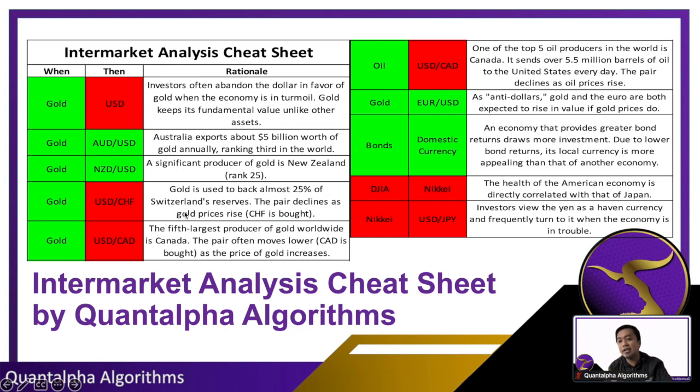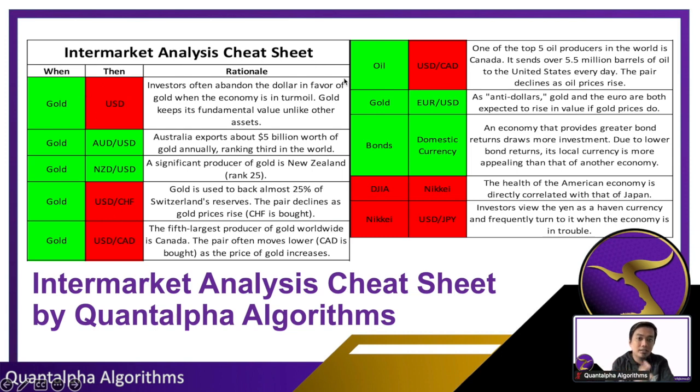Okay, another correlation, gold and USD/CAD. They have an inverse correlation, as Canada is the fifth largest producer of gold worldwide. The pair often moves lower. CAD is being bought while USD is being sold because again, gold and USD have an inverse relationship.